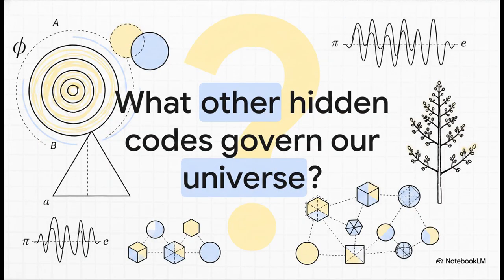So, I'm going to leave you with this final, mind-bending thought to chew on. If this vast spectrum of mathematical constants, from the geometry of perfect circles to the very rate of exponential growth, all stem from this single, elegant geometric scaling of phi, what other hidden codes are out there governing our universe?